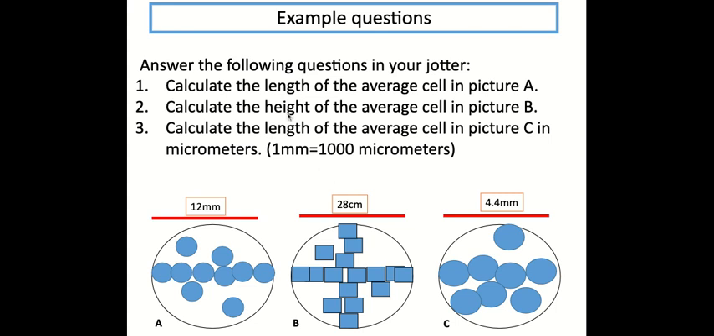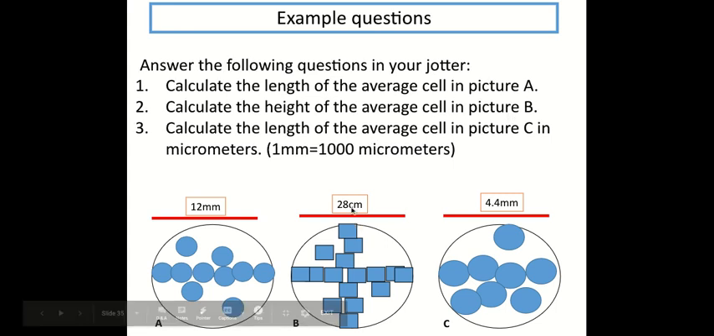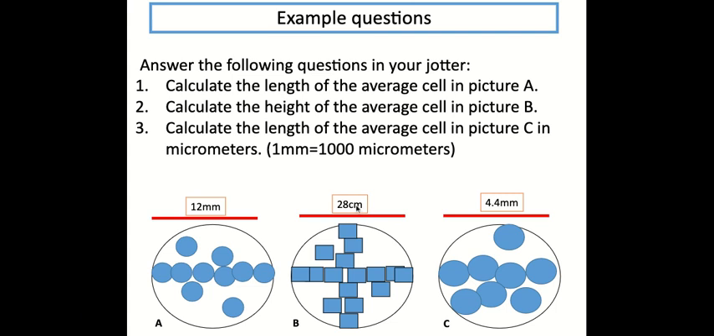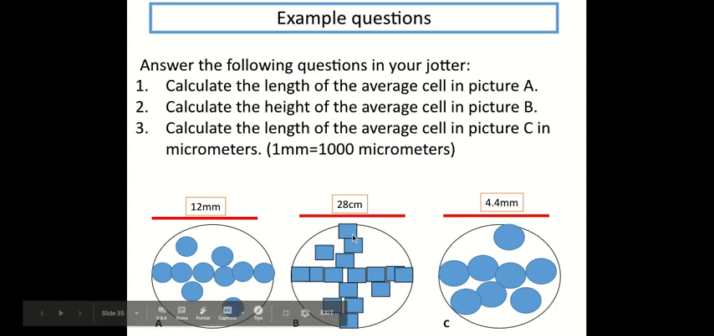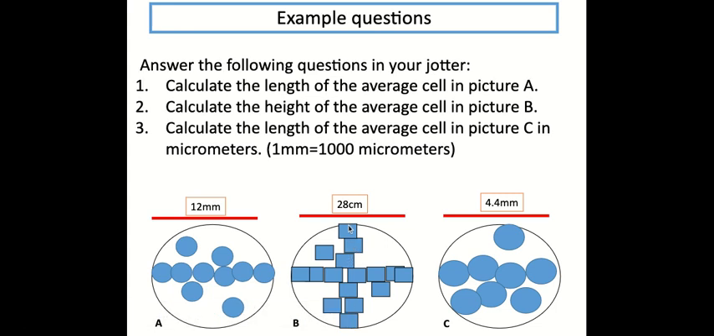Number 2, calculate the height of the average cell in picture B. So this time our field of view is 28 centimeters. Now we need to realise that the final answer is now going to be in centimeters, not millimeters. So 28 is our field of view, and we divide it by the number of cells. Now, because we're doing height, we want to count up and down the way. So 1, 2, 3, 4, 5, 6, 7. So 28, which is the field of view, divided by 7, and our answer should have been 4 centimeters, because it was centimeters at the start.